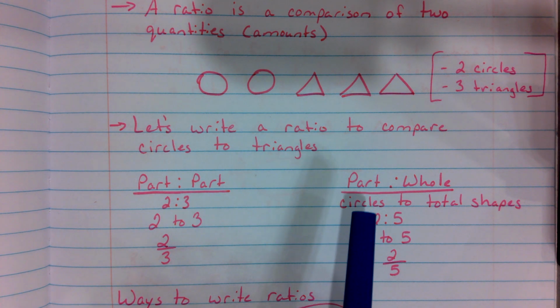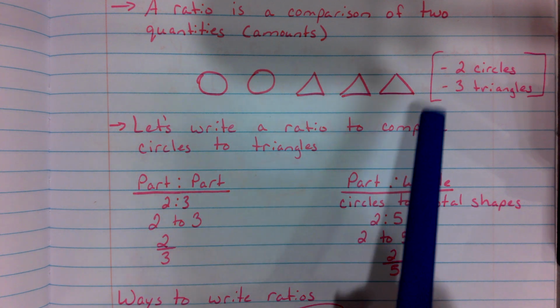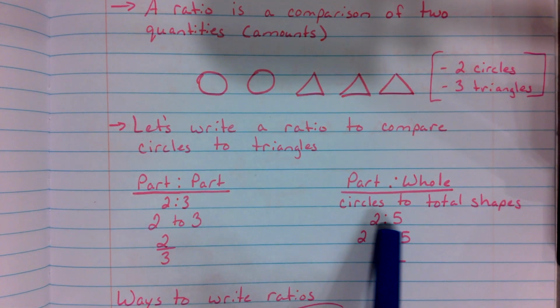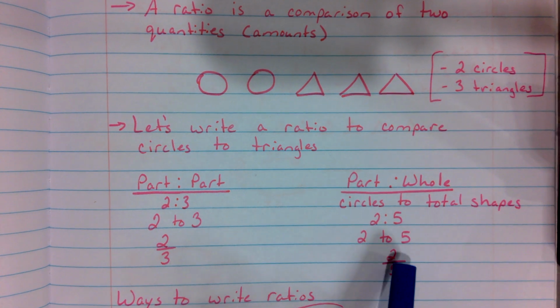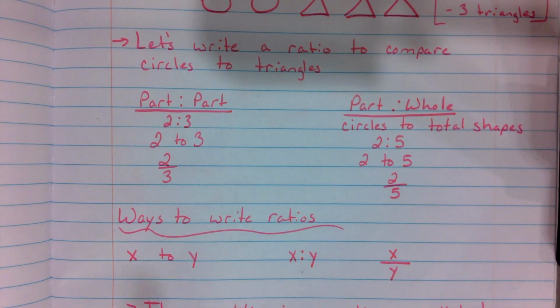Now, looking at our part to our whole, circles to the total shapes, we have 5 shapes. So 2 to 5 with our colon, 2 to 5, and then our 2 to 5 with our fraction.